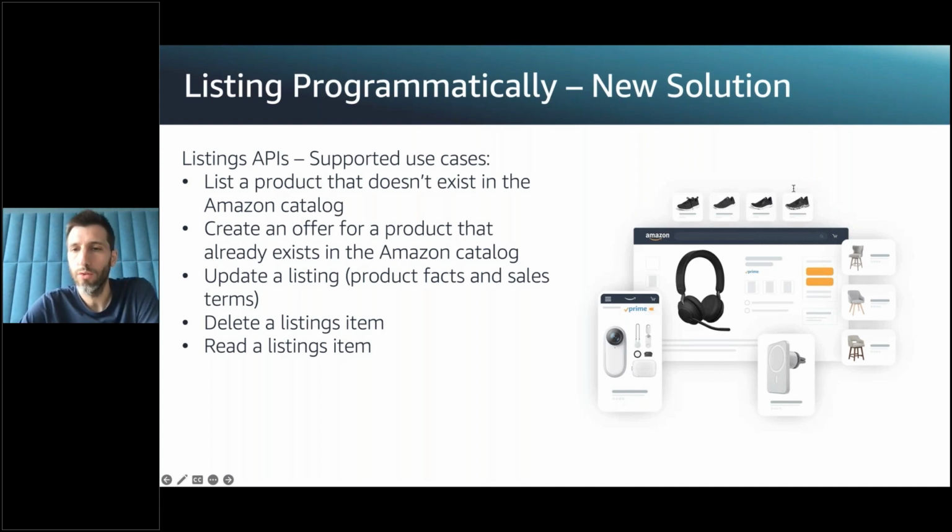Sometimes you just want to delete an existing SKU and start from scratch. You can also do that with the Listings API. And finally, reading listings item is, of course, also supported. This includes reading product attributes like description, images, and bullet points, as well as issues affecting the listing.